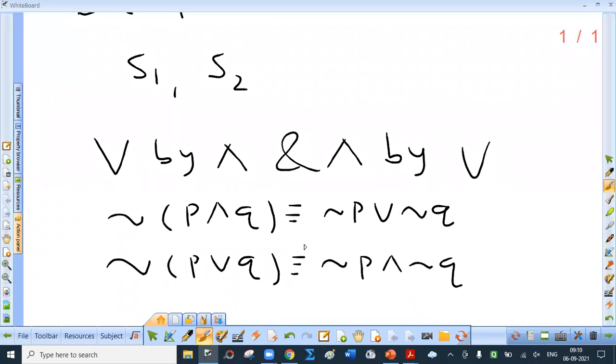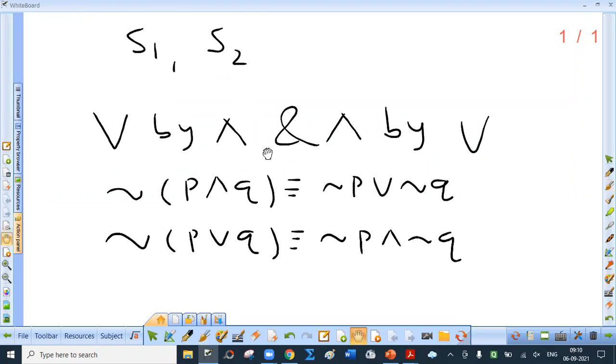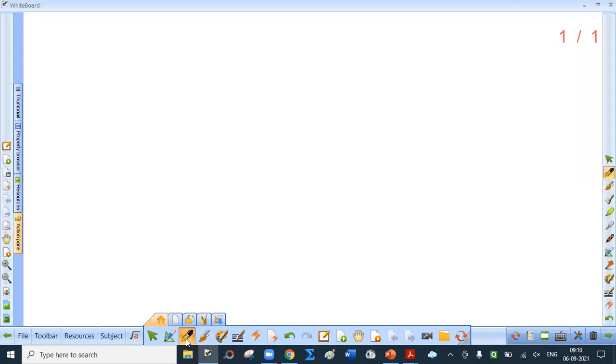If a compound statement S contains T, that is tautology, or F, that is contradiction, then the dual of S is obtained by replacing T by what? F, and F by T. So in short, you have to interchange the symbols 'and' by 'or' and vice versa, and capital T by F and vice versa. So this is nothing but duality.